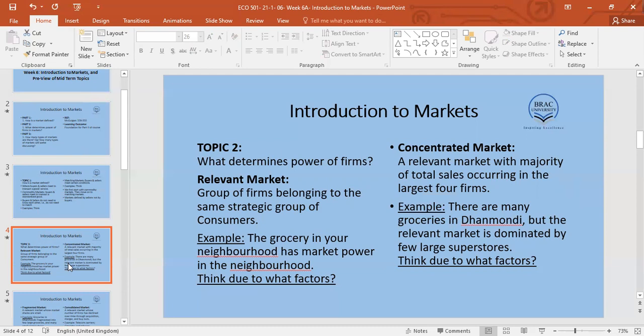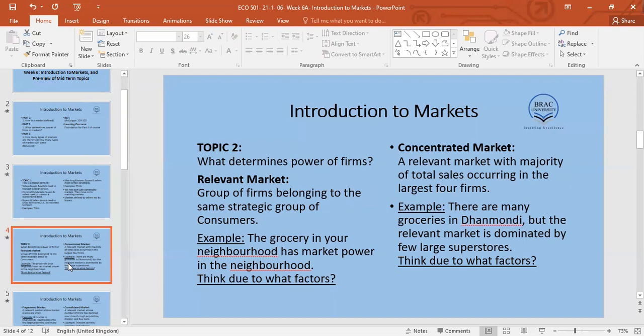That determines its market power. So if you're living in an alley and there's only one grocery shop that stays open till say 10 or 11 o'clock at night, even if there are alternatives, they may be a 15-minute walk. You may not feel comfortable walking 15 minutes at night. So that small grocery shop enjoys a certain degree of market power.